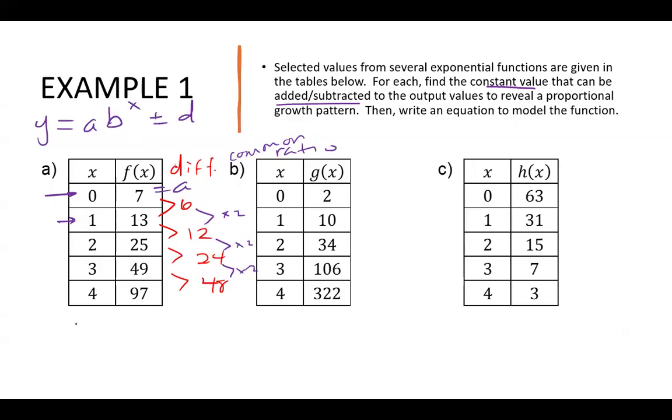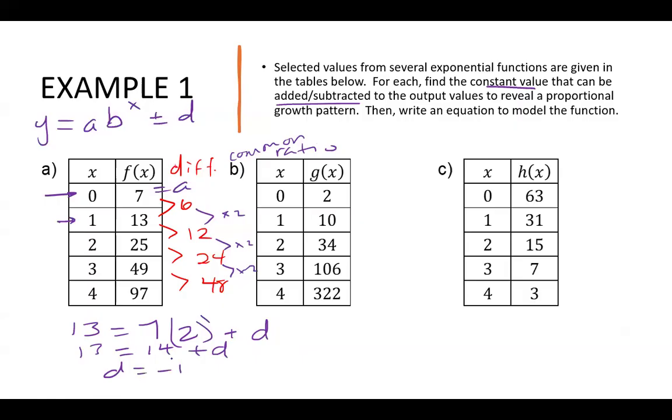So we have y equals, well, y is 13 equals, what's our a? 7. What's our b? 2. Our x is 1. And we're looking for plus d. What's going to make this a true statement? All right, so I get 13 equals 14 plus d. So what does d have to be? D has to be -1.